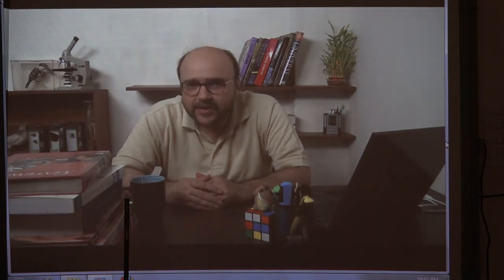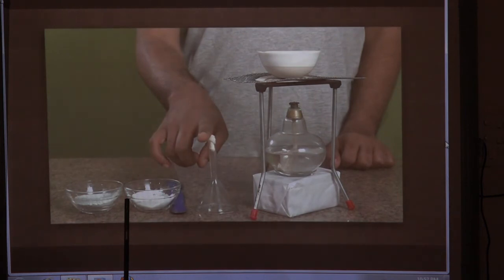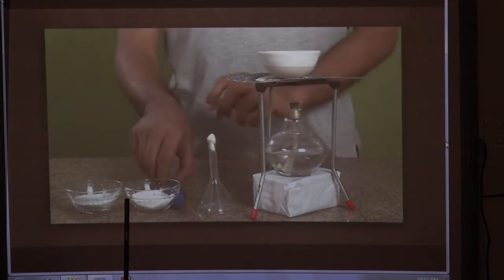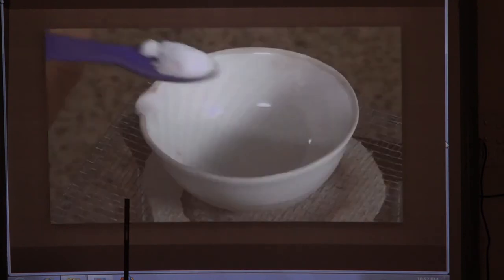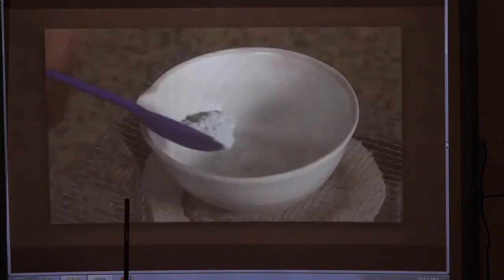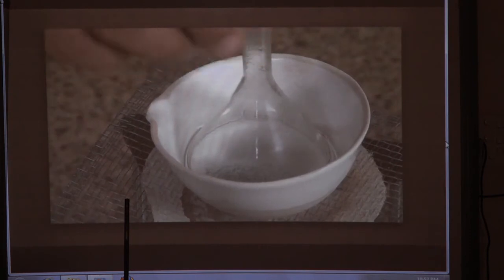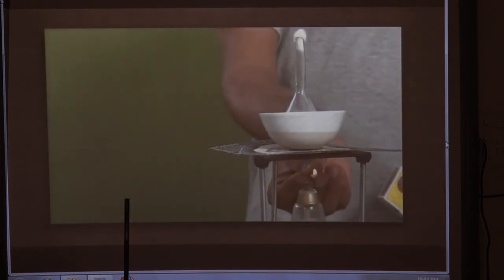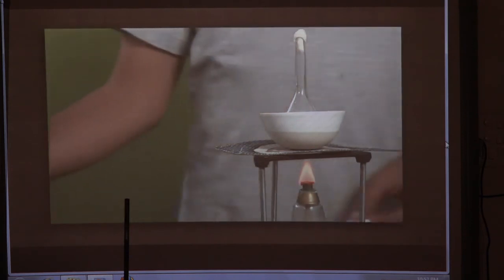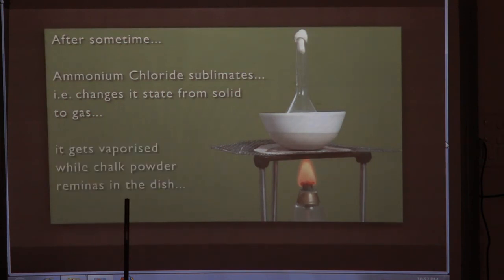For this we need crushed chalk powder, crushed ammonium chloride, a funnel with cotton plugged to its stem, an evaporating dish and a spirit lamp. Mix the ammonium chloride and chalk powder and put it in the evaporating dish. Now place an inverted funnel over the china dish. Heat the mixture. After some time, ammonium chloride sublimates, that is, changes its state directly from solid to gas, so it gets vaporized while the chalk powder remains in the dish.